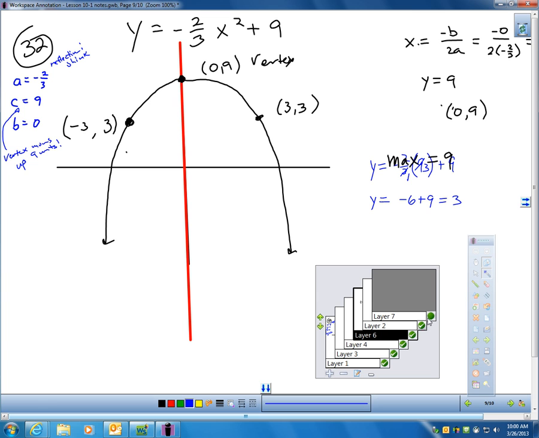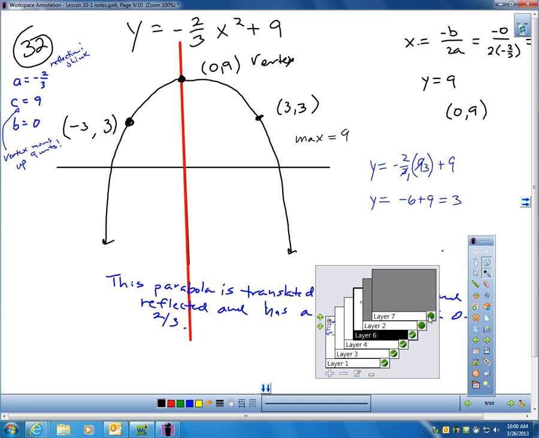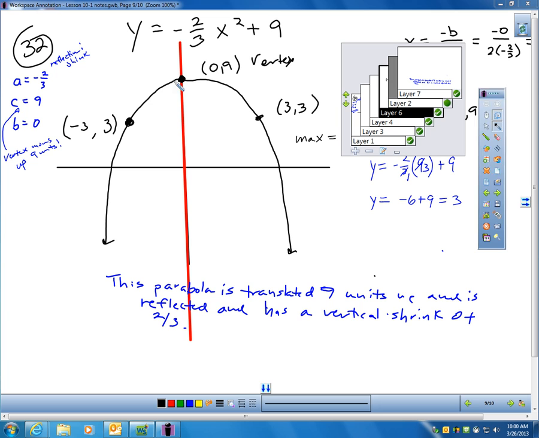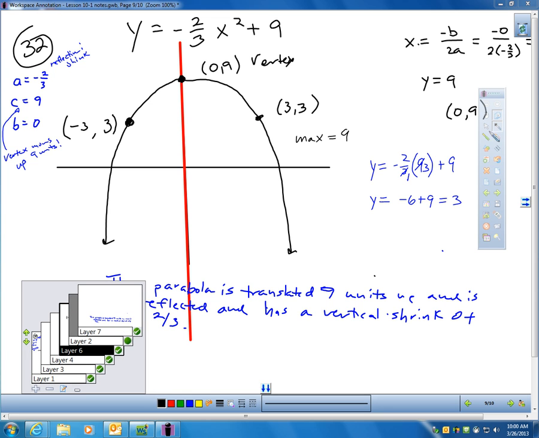Okay? So this has a maximum of 9. Let me just write it up above here. This graph has a maximum value of 9. And this parabola is translated 9 units up the y-axis and is reflected and has a vertical shrink of 2/3. Okay? Now remember, the parent function would have looked like this. It would have started at (0, 0) and just opened up, and it's certainly not going to be as wide as this one because this was shrunk.